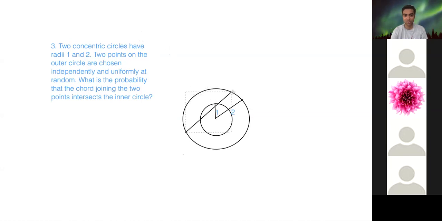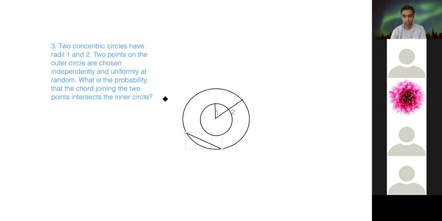But if I put this one, this intersects the inner circle. Or this intersects the inner circle. Or this, or sorry, one second. Or this would intersect the inner circle. And again, it would no longer intersect if it was like this. Okay, does this make sense so far?